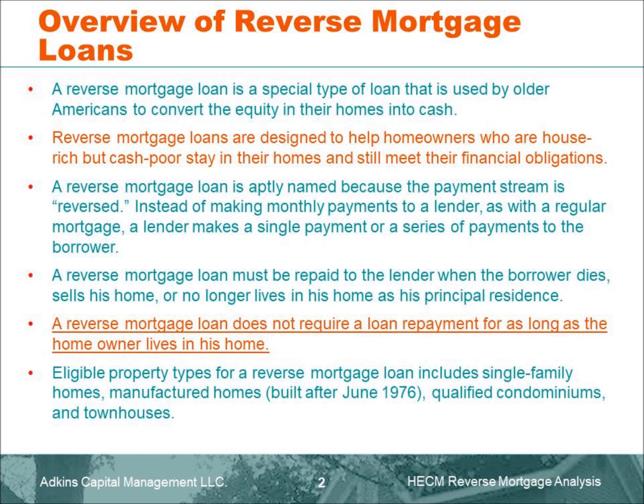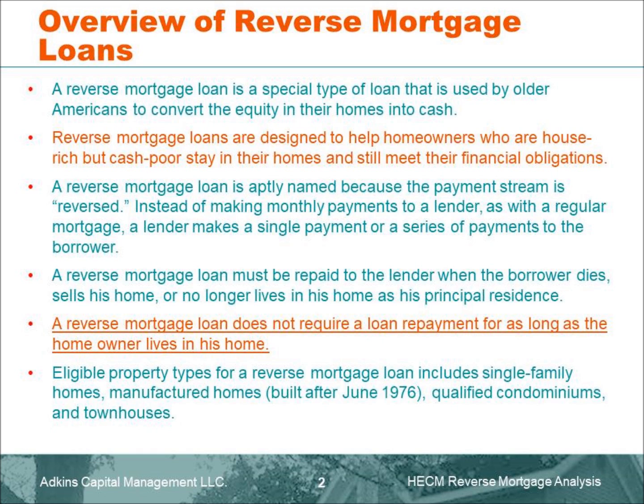A reverse mortgage loan is a special type of loan that is used by older Americans to convert the equity in their homes into cash. Reverse mortgage loans are designed to help homeowners who are house rich but cash poor stay in their homes and still meet their financial obligations.